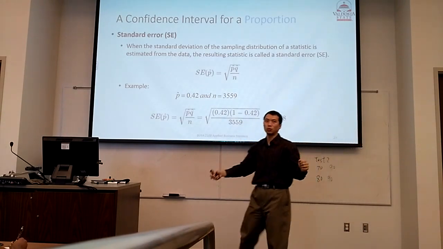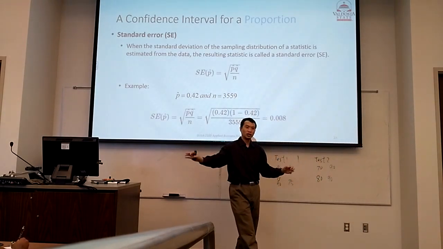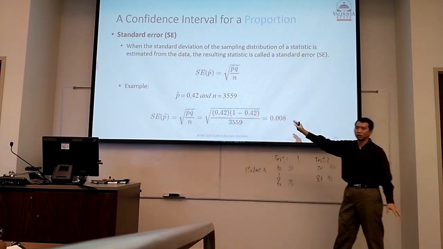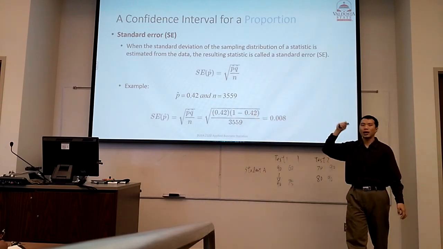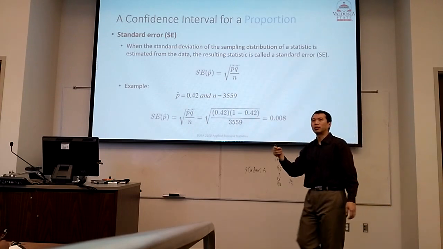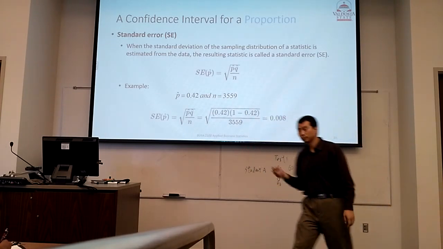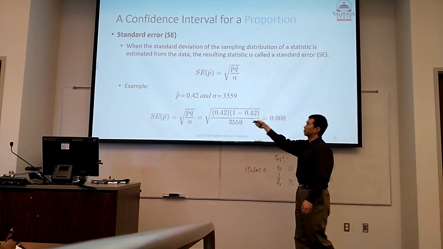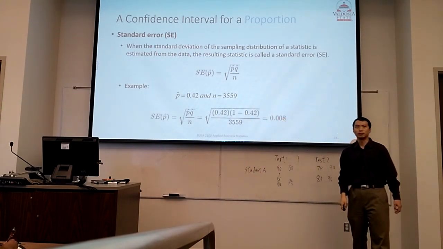For the sampling distribution, we learned the proportion and we learned the mean. And for confidence interval, we also first learn the proportion. So we want to estimate what is the population proportion. That's why we want to first learn the first concept, the standard error.